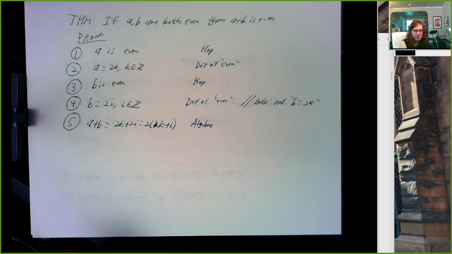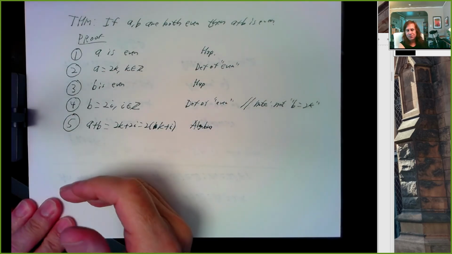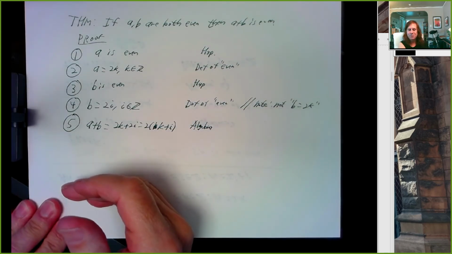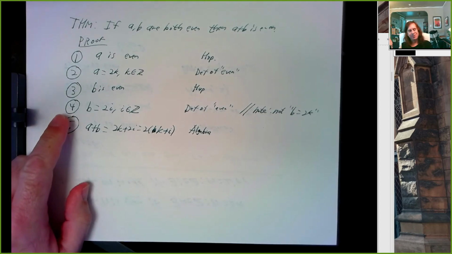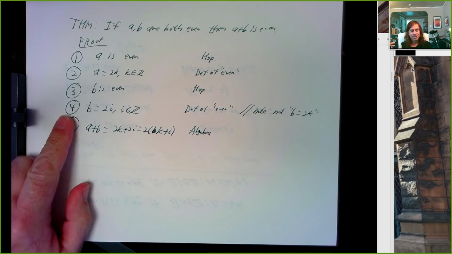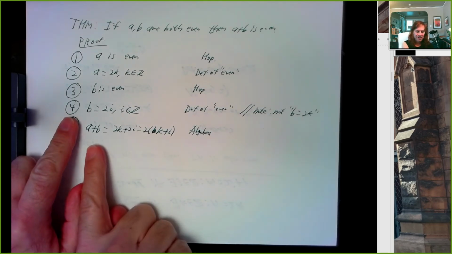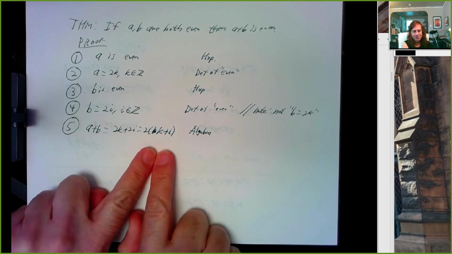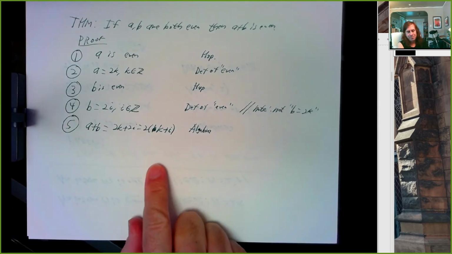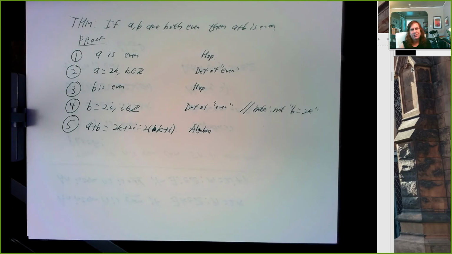I could have written 1 plus 1 equals 2, and that's still part of a valid proof. It may not be a useful step, but I can write anything in here that is true, and my proof still continues to be valid. Without knowing anything about A and B, other than that they're integers, if A plus B is equal to 2k plus 2I, I can write that that's also equal to 2 times (k plus I). That's just algebra. Nothing to do with evens or odds or anything else.